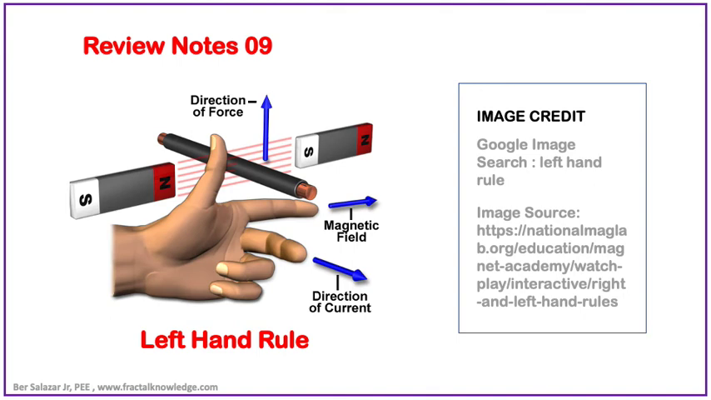The thumb points into the direction of motion of the conductor through the magnetic field. The forefinger points into the direction of the lines of magnetic field. And the index finger points into the direction of electron current flow.